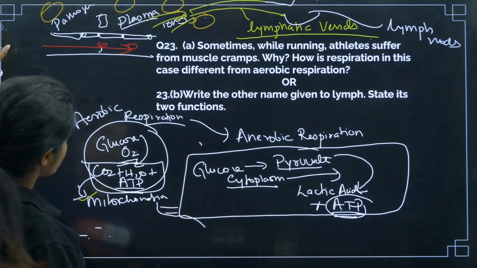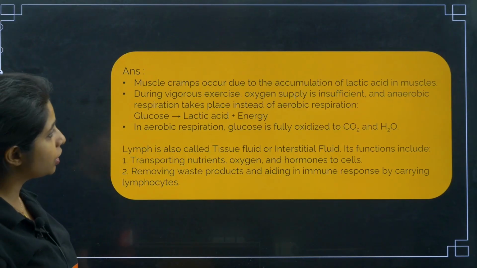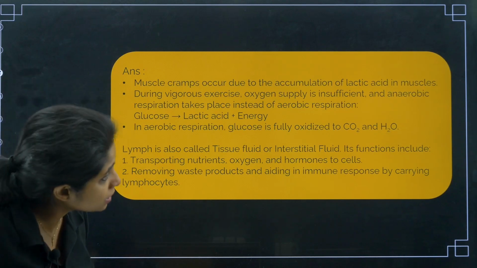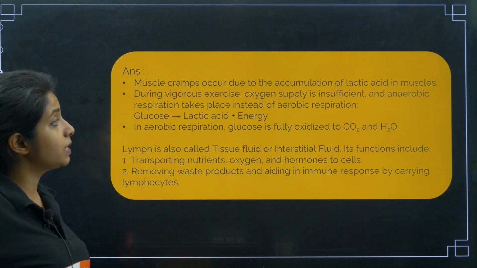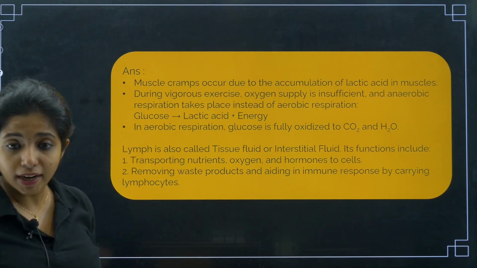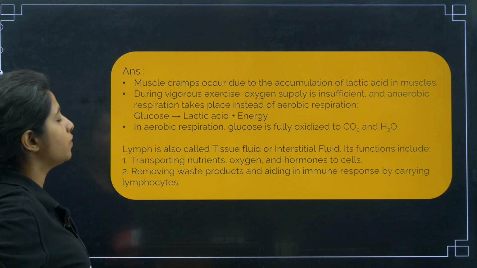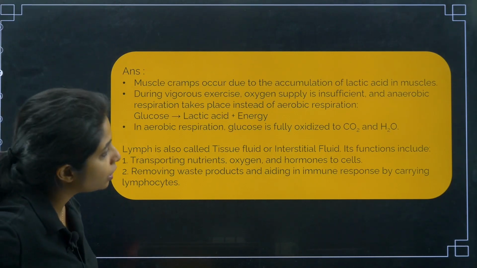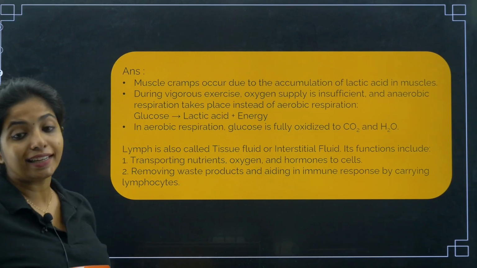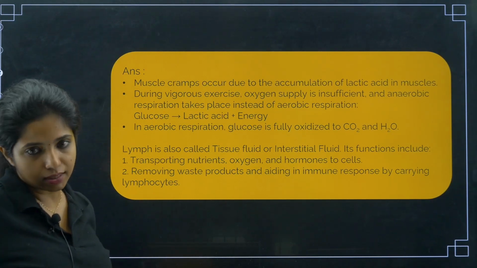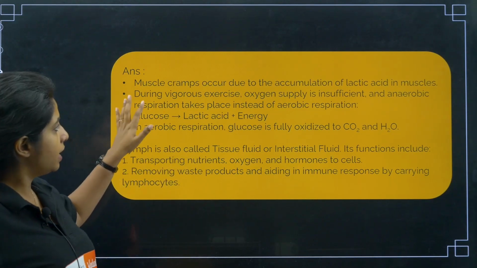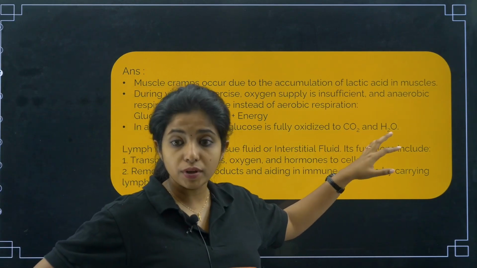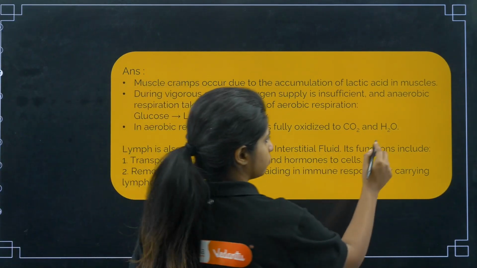Okay, so let's see. Muscle cramps occur due to accumulation of lactic acid in the muscles. During vigorous exercise, oxygen supply is insufficient and anaerobic respiration takes place instead of aerobic respiration, just like I told you. Glucose is converted into lactic acid plus energy. In aerobic respiration, glucose is fully oxidized to CO2 and H2O. This is how it is different. In anaerobic this is happening; in aerobic, the glucose is fully oxidized to CO2, H2O and also energy.